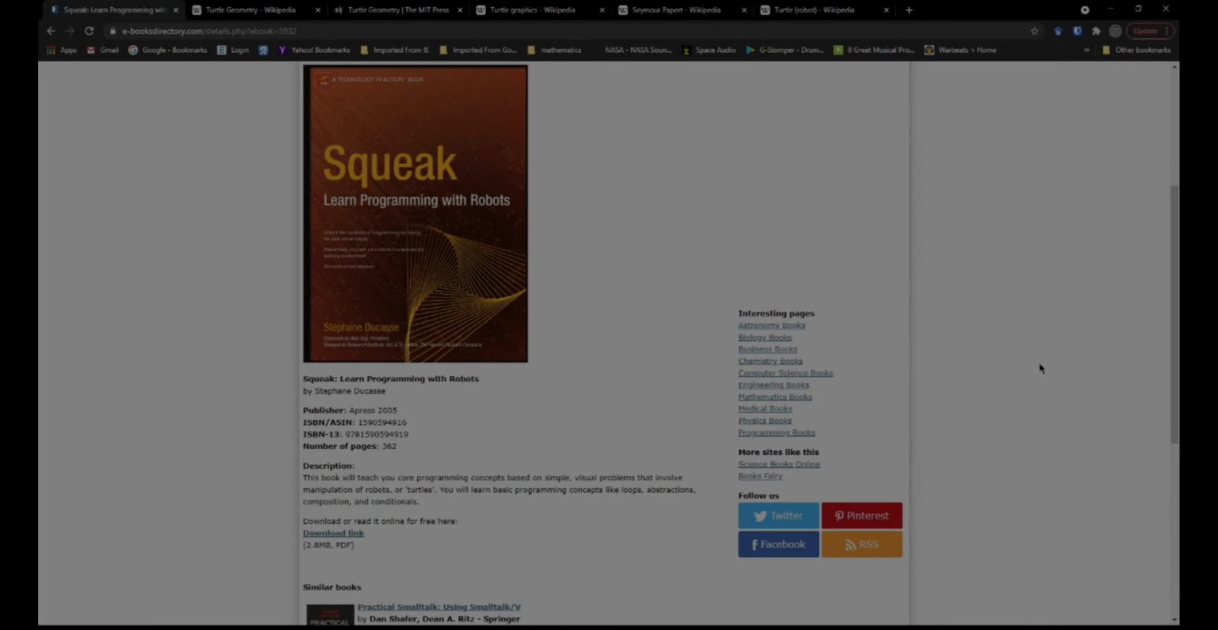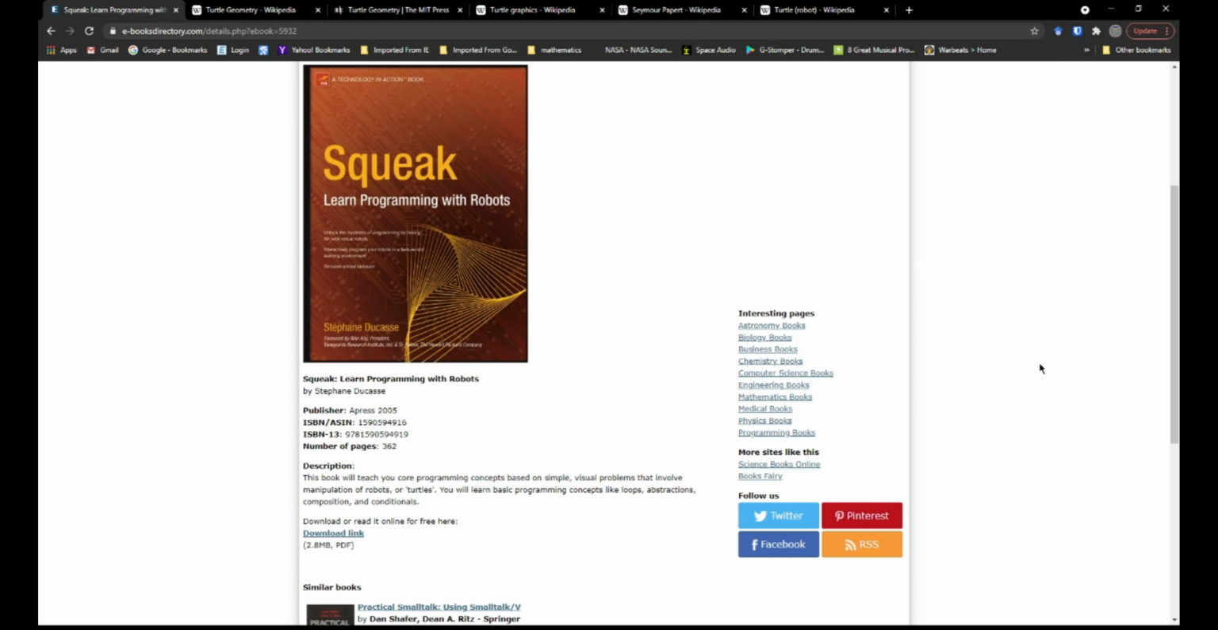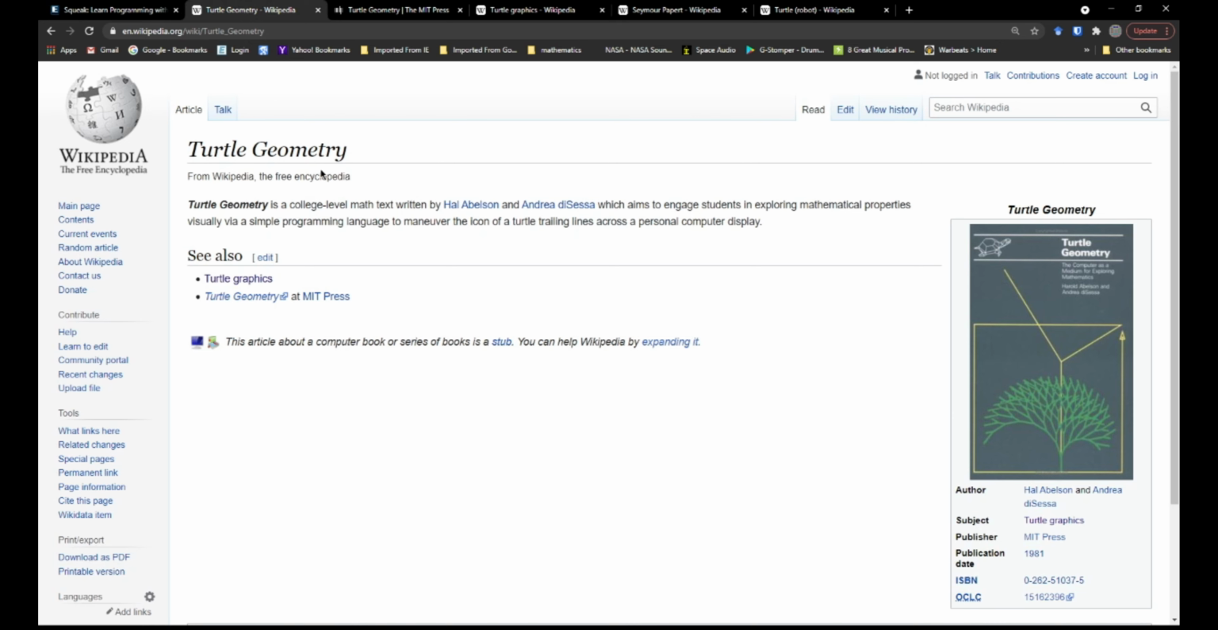So I started trying to recreate the program that my brother made for me in high school using this programming language called Squeak, which is based in Smalltalk. But never mind all that. Very great book, by the way. Very nice to use to actually learn how to program, in turtle geometry or turtle graphics.